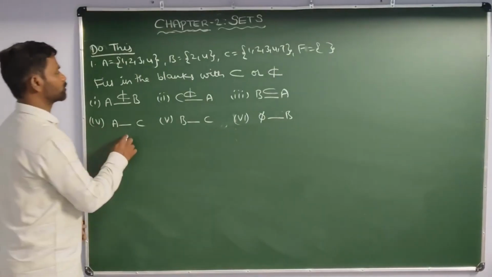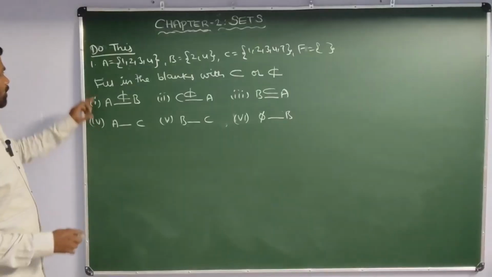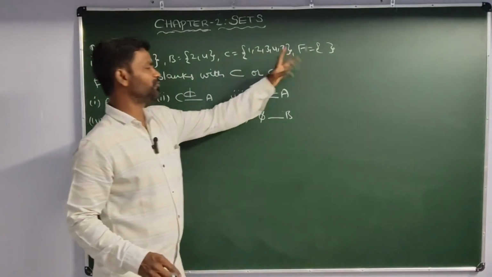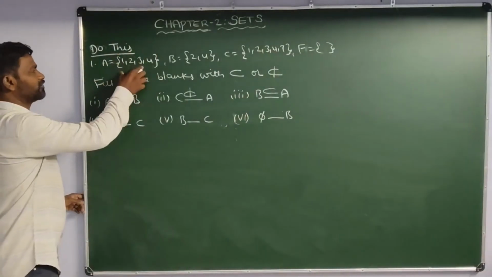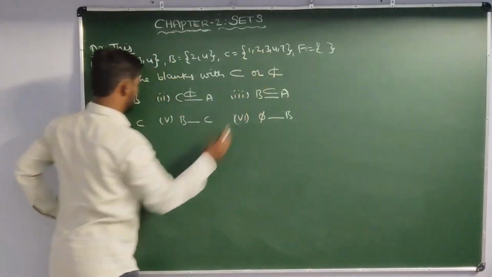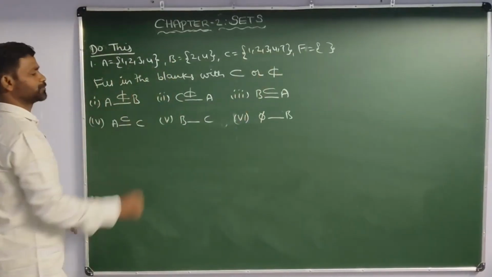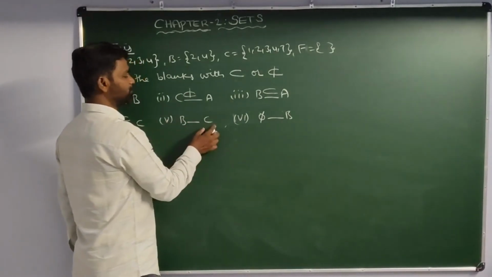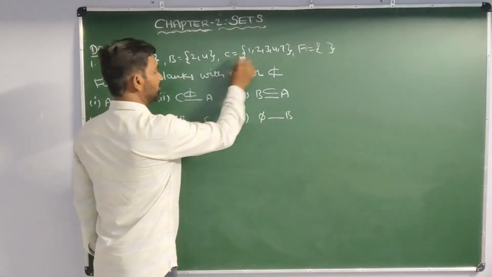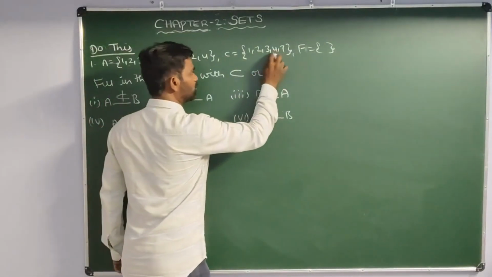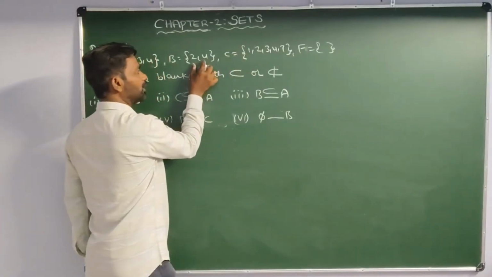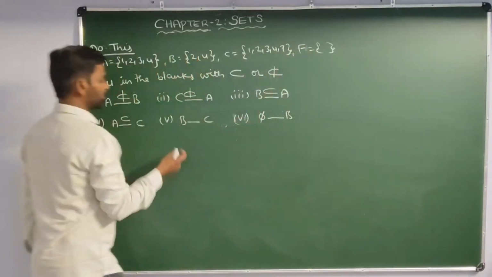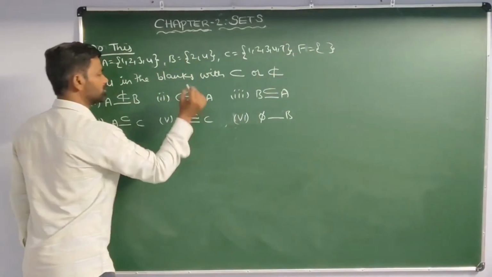Next, the fourth question: A subset of C. What are the elements of A? 1, 2, 3, 4. And elements of C? 1, 2, 3, 4, 7. Yes, all the elements of A are available in set C, so we can say A is a subset of C. In the same way, the fifth question: B subset of C. B elements are 2, 4 and C elements are 1, 2, 3, 4, 7. Yes, all the elements of B are available in C and a little bit more, so B is a subset of C.